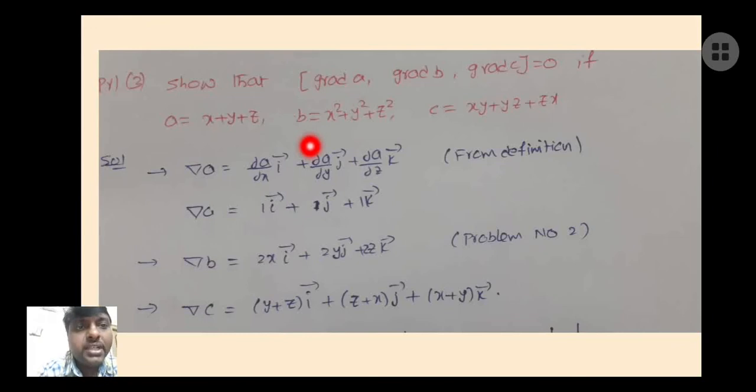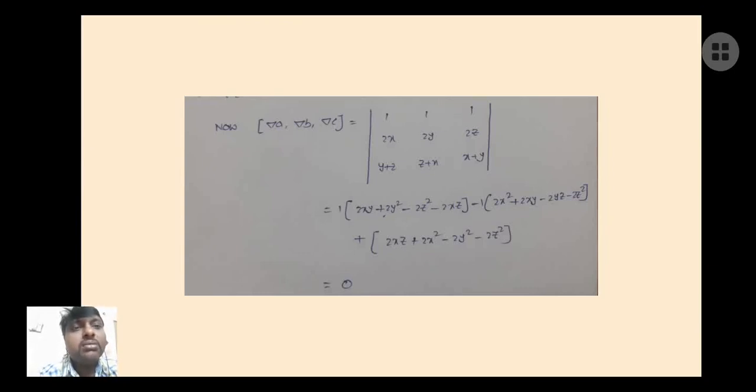Now B is equal to x square plus y square plus z square. For that I am writing grad B, by calculating the partial derivative with respect to x, 2x, with respect to y, 2y, with respect to z, 2z. The resultant is 2x i bar plus 2y j bar plus 2z k bar. Now grad C. For C, it is xy plus yz plus zx. Calculating the partial derivatives, as I discussed in the previous example, so (y plus z) into i bar plus (z plus x) into j bar plus (x plus y) into k bar.